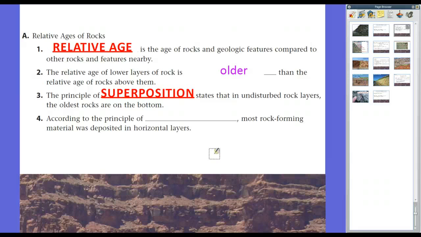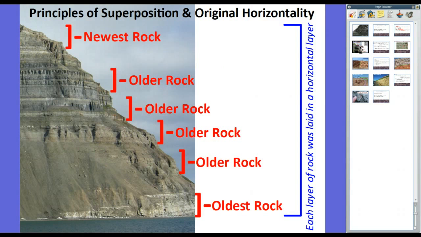Now, related to superposition is this principle that we call original horizontality. Sounds really weird, but this is all you need to know about original horizontality. According to the principle of original horizontality, most rock forming material was deposited in horizontal layers. And unless it's been disturbed through geologic forces or something like that, pretty much all sediment has been laid in a horizontal fashion.